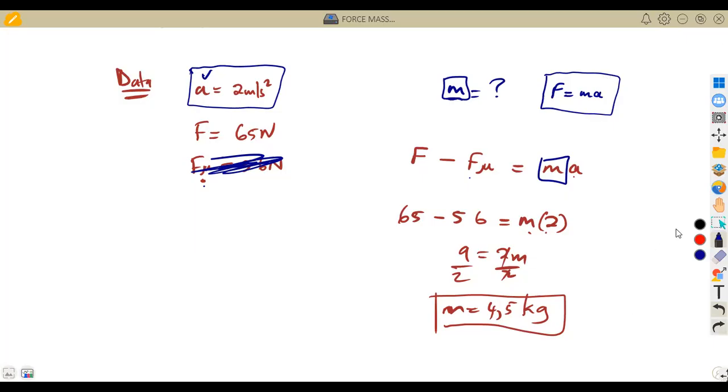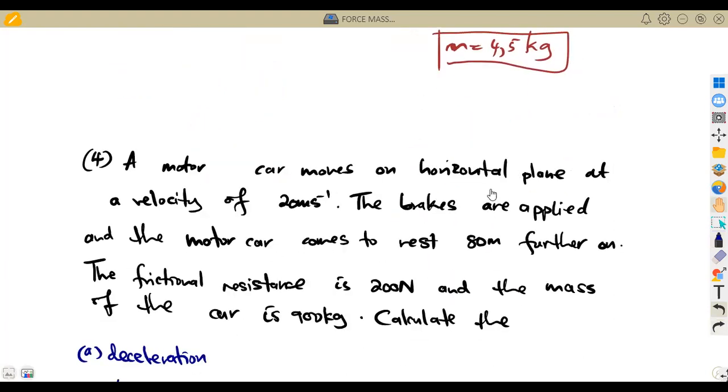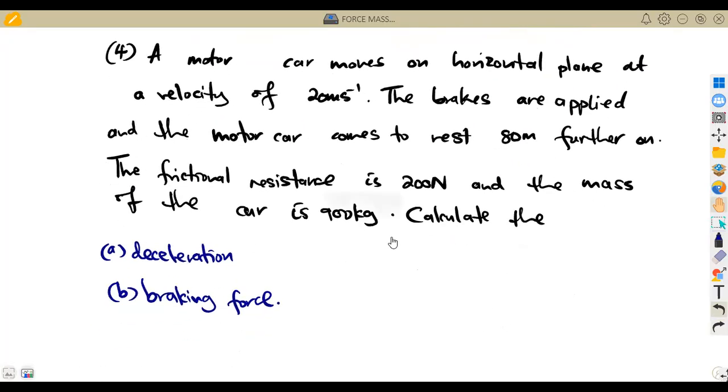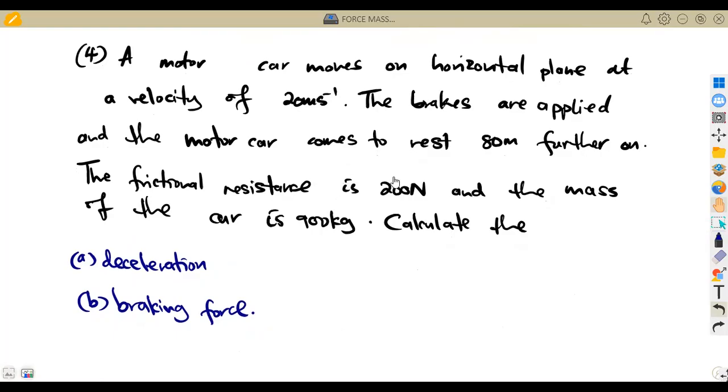All right, so let's check another part, another one. Yeah, this is the one that I wanted, without frictional force. Now this question, they are saying a motor car moves on a horizontal plane, meaning we are still on the horizontal plane.